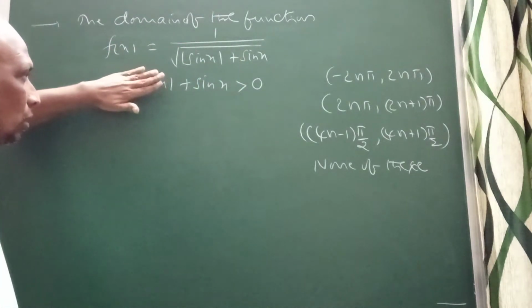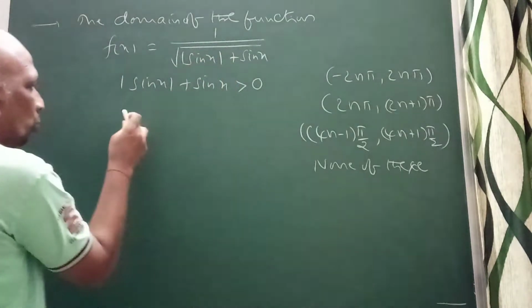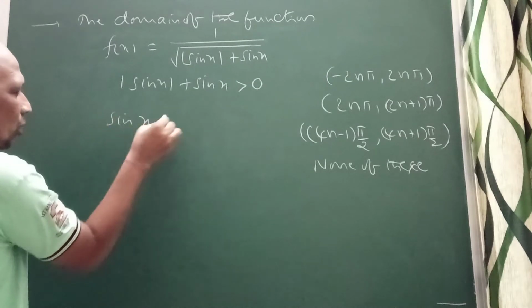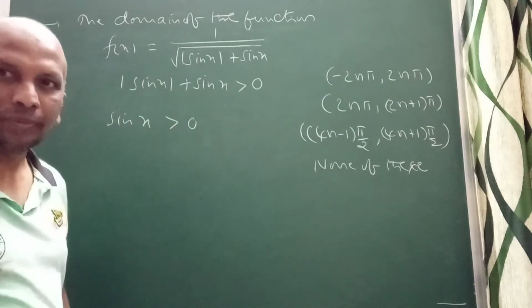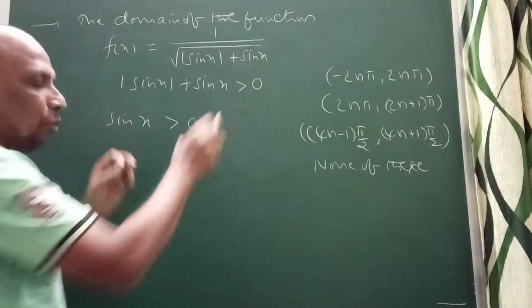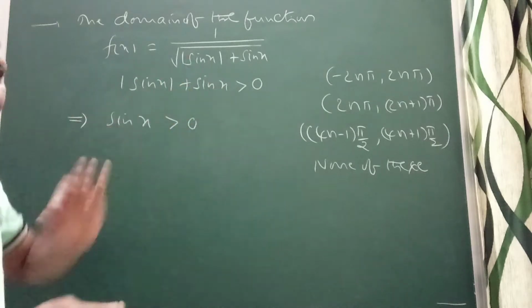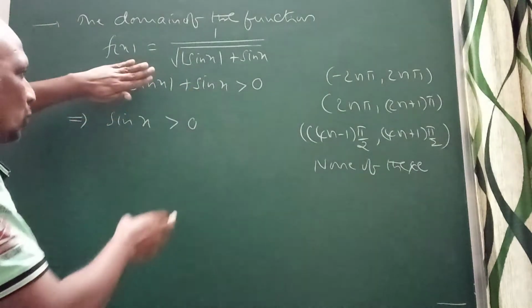Clearly we know that mod sin x is positive. So definitely this should be positive means sin x should be greater than 0, right? The sin x value should be greater than 0, because we know this is positive. If this is also positive, everything will be positive, right? So from this I can conclude sin x should be positive, because we know mod sin x is positive.